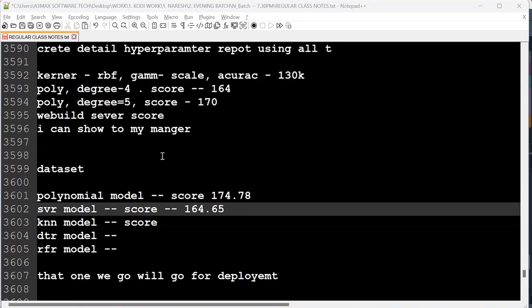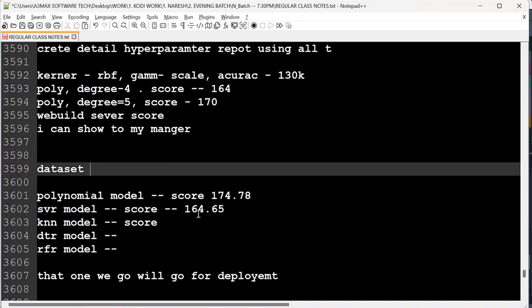Can we build another model now today? This is very simple. Can we go for another algorithm? Which one? K nearest neighbor.